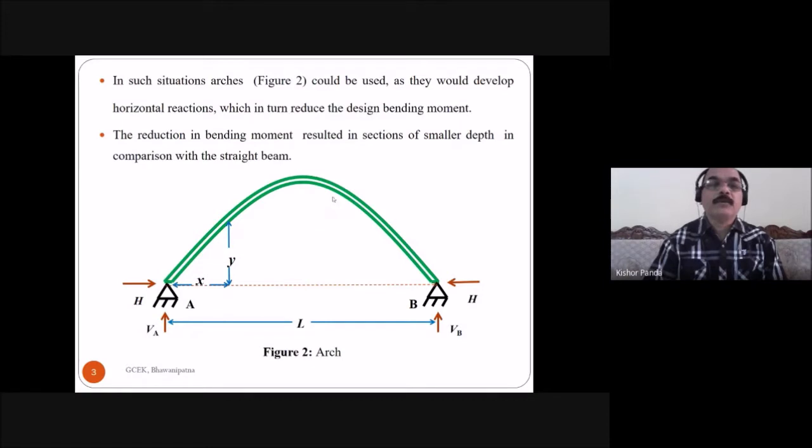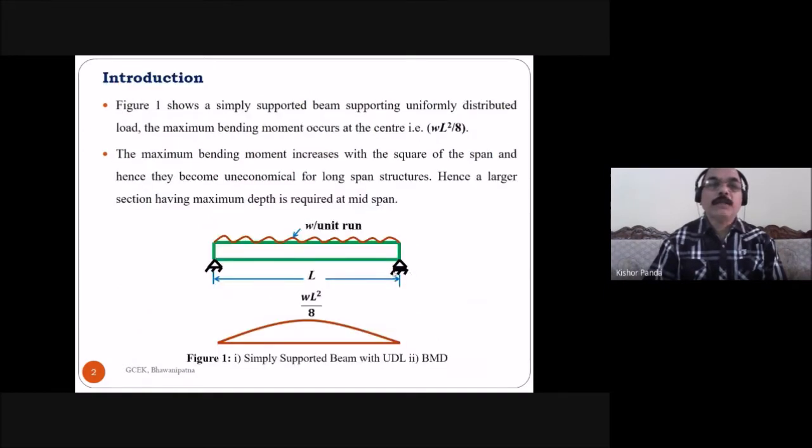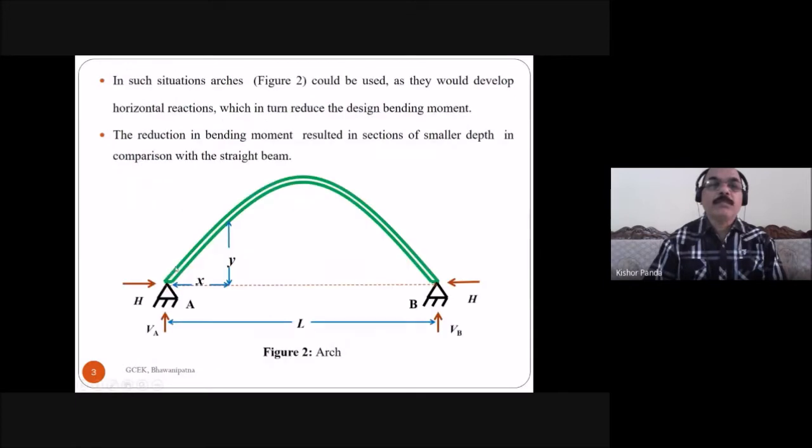In the case of larger span, the arch structure is more preferable than the beam structure. In the beam structure you need more depth, but in the case of the arch, you can provide a smaller depth of section, and the bending moment is reduced due to the horizontal reaction. Due to this horizontal reaction, you get less bending moment in the arch, and that's why you can provide a smaller depth in the arch structure.